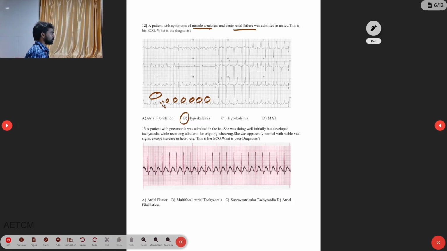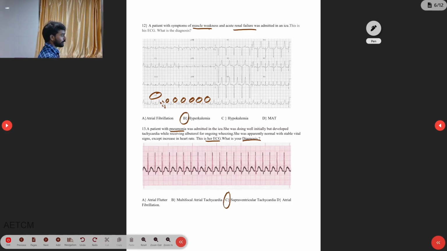Then we will see the 13th question. A patient with pneumonia was admitted in the ICU. She was doing well initially but developed tachycardia while receiving albuterol for the ongoing wheezing. She was apparently normal with stable vital signs except increase in the heart rate. This is her ECG. What is your diagnosis? The options for this 13th question: option A is atrial flutter, option B is multifocal atrial tachycardia, option C is supraventricular tachycardia, option D is atrial fibrillation. So the answer for this one is supraventricular tachycardia.